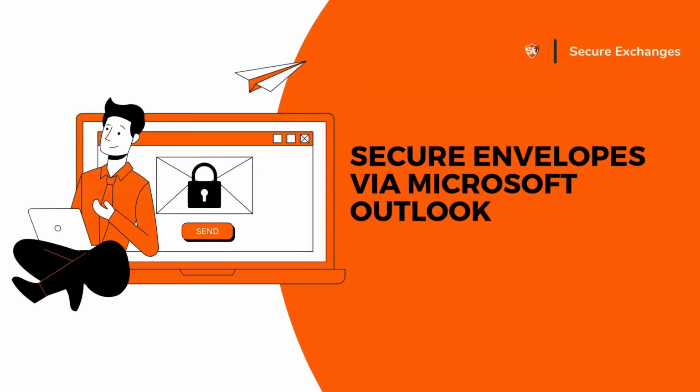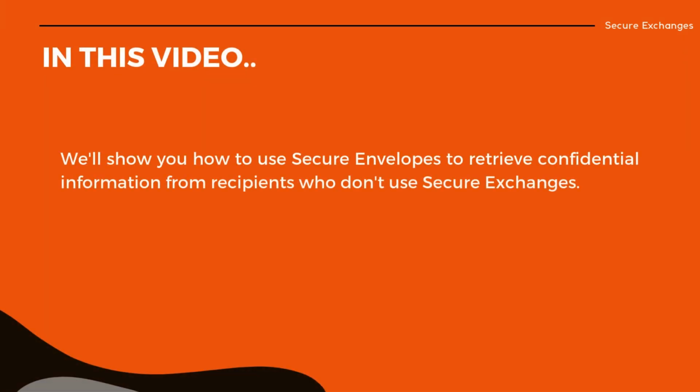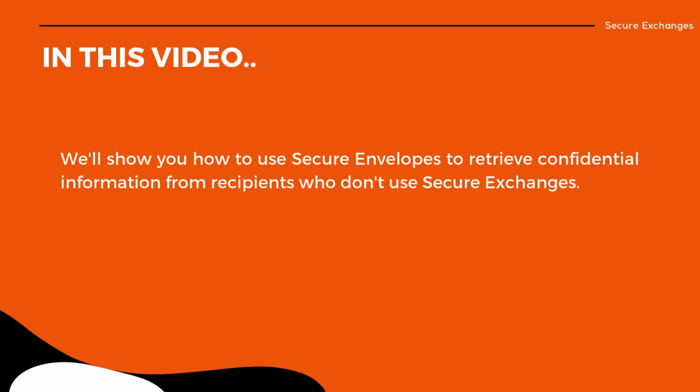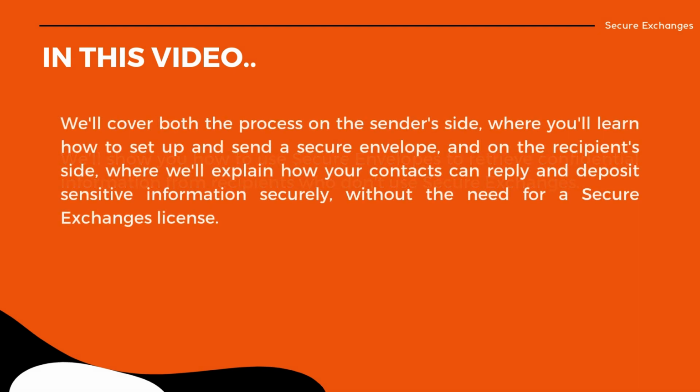Hello and welcome to this training course on using secure envelopes via Microsoft Outlook with Secure Exchanges. Today we're going to show you how to use secure envelopes to retrieve confidential information from recipients who don't use Secure Exchanges. In this video, we'll cover both the process on the sender side, where you'll learn how to set up and send a secure envelope, and on the recipient side, where we'll explain how your contacts can reply and deposit sensitive information securely, without the need for a Secure Exchanges license.